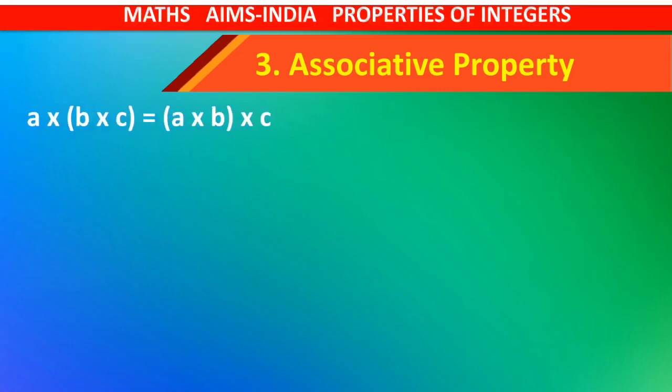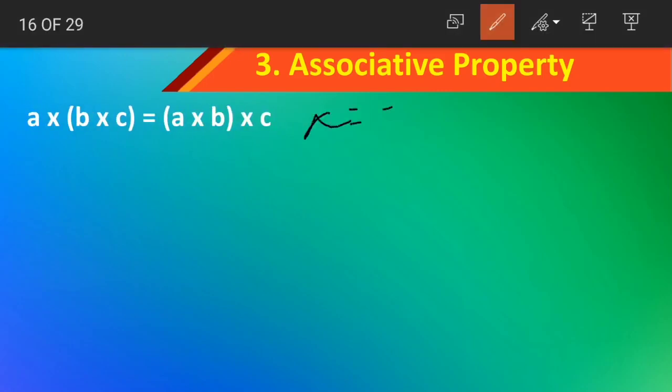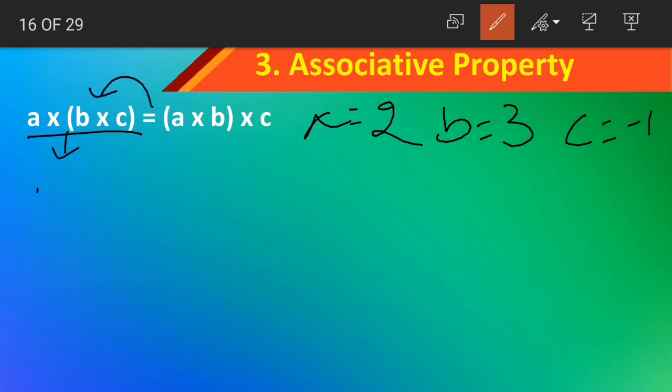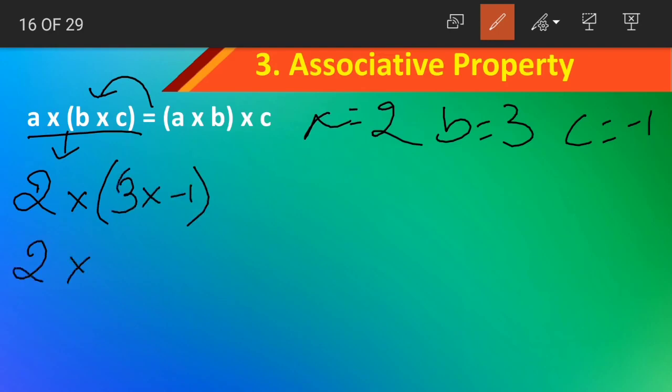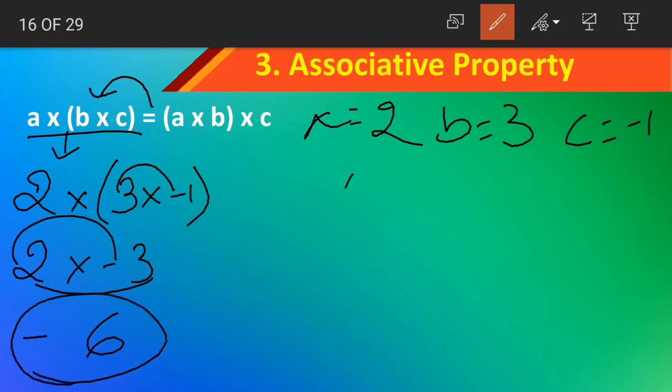The third operation is multiplication. Again, A is equal to 2, B is equal to 3, C is equal to minus 1. Coming to the LHS, LHS means left hand side. The equation which is on the left side of the equal to. A is 2 into B is 3, again into C is minus 1. 2 into minus into plus becomes minus, 3 ones are 3. Again, two signs are different, so the answer will be negative. 2 3s are 6. Our LHS answer is minus 6.